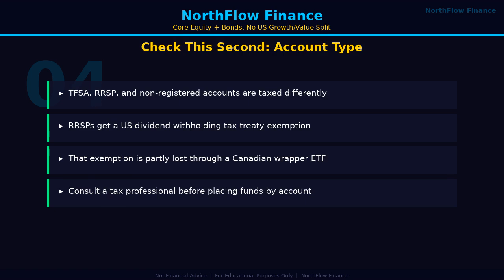Second, your account type matters a lot for tax efficiency. Holding Canadian-listed ETFs that themselves invest in US or international equities, inside a TFSA, an RRSP, or a non-registered account, can produce genuinely different withholding tax outcomes on foreign dividends. RRSPs specifically benefit from a treaty exemption on US-sourced dividends when you hold US-listed ETFs directly, and that advantage is partially lost when you go through a Canadian-domiciled wrapper instead. This is a real area of complexity, so talk to a tax professional before finalizing where you place each fund.